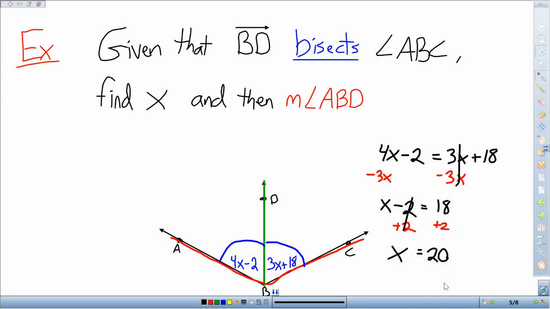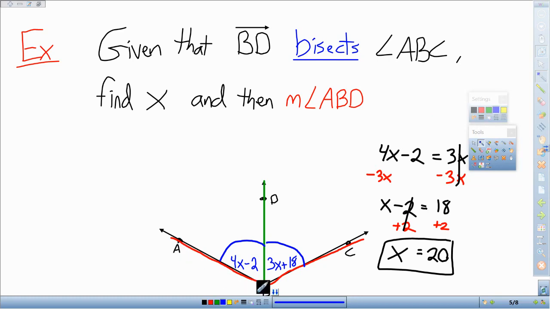Okay, did we do what they asked? Partially, right? They said find x. We did that. But it said, and then the measure of angle ABD. So this is one of our answers. They actually want us to do both things. Now let's find the measure of angle ABD. Let's figure out where that's at. ABD, if you guys notice, starting at A, going around B to D, that is this angle right here. That's the one we want to find.